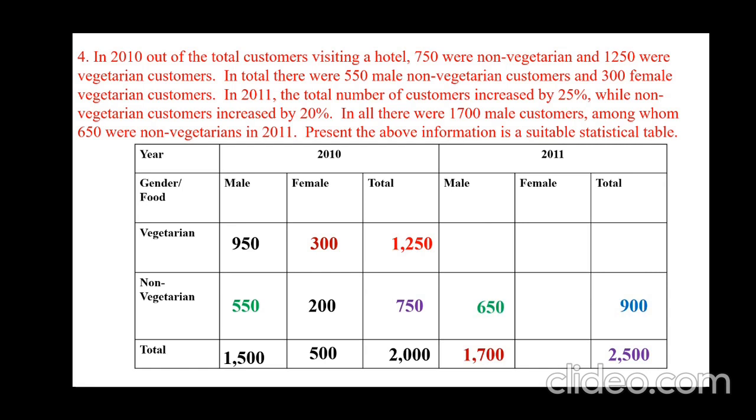1700 minus 650 gives 1050. Then 2500 minus 1700 gives 800. Then 2500 minus 900 gives 1600. Here see, female is left out. You can follow male and total one by one. 1600 minus 1050 gives 550. 900 minus 650 gives 250. Or you can find it by 800 minus 550 also. Either this method or that method we can follow.